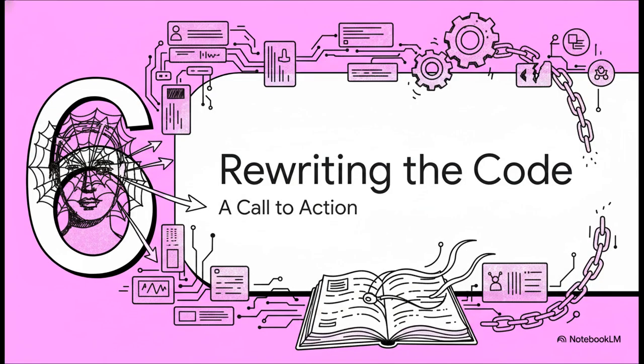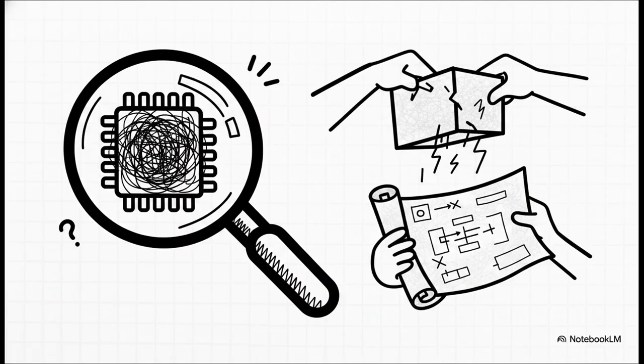Which brings us to a critical question for our sixth and final section, rewriting the code. So how do we respond to this disillusionment with the tools we rely on every day? Well, here's what you should take away from this, based on the author's call to action.